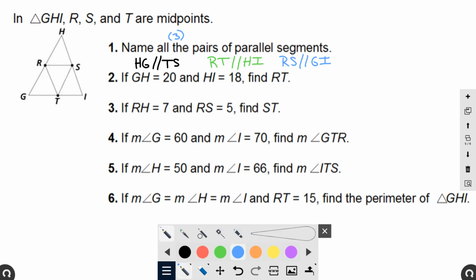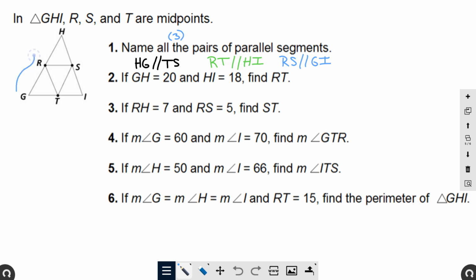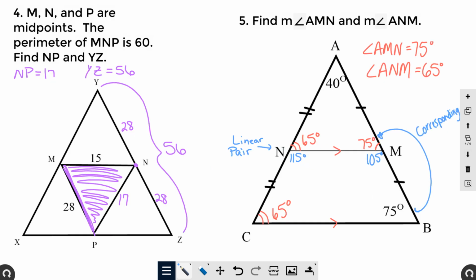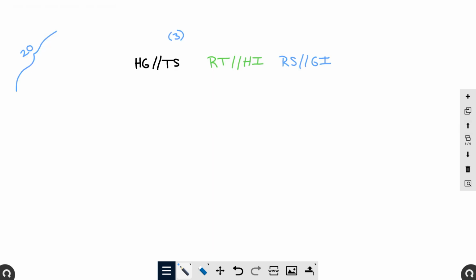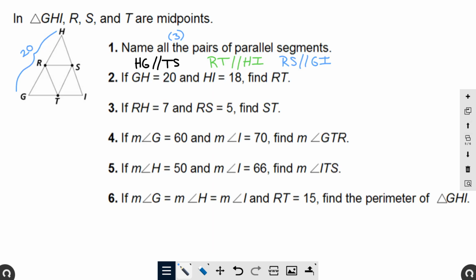It says GH is 20. So this whole side is 20. Before I move on to the next part, you can go back and look what we did in example 4. If you know a whole side, like this whole side was 56, how did we get the 28? Dividing it by 2. So this is how we can use a previous example. So that means GR is how much? 10. And RH is how much? 10. And the parallel part, we said GH was parallel to TS. So TS would be 10.